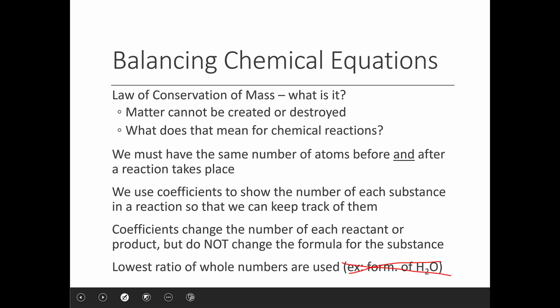Oh, and just that last part here is that the lowest ratio of whole numbers will always be used. So if all of your coefficients are divisible by 2, then you need to simplify those coefficients. Just when we wrote the formulas for certain ionic compounds, we had to simplify the subscripts of each metal or non-metal. Sometimes we have to simplify the coefficients as well. So let's see this in action.